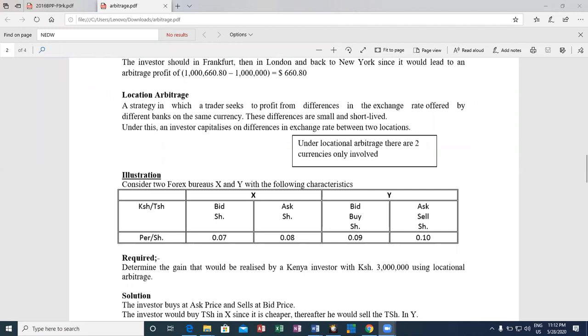And then the same Tanzania shillings, now you run with them to the next bureau and sell them to Y. When I go to Y, I'll get a bank which has stated the terms. I'll get a bank saying, I want to buy the Tanzania shillings from you at this rate. So remember, the bank is buying as we are selling. So in this case, the investor will sell the 37,500,000 Tanzania shillings to Y, at 0.09 Kenya shillings per Tanzania shilling.